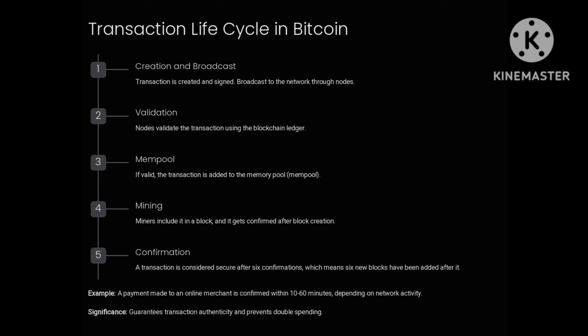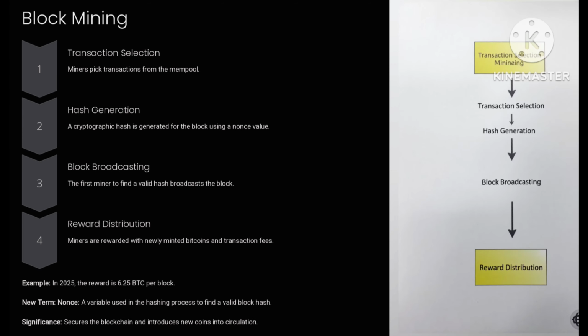5. The transaction is considered fully secure after 6 confirmations, meaning it has been included in a block and 5 more blocks have been mined afterward. Let me clarify mempool. It's like a waiting room where unconfirmed transactions are stored before being added to a block. For example, if you are buying something online using Bitcoin, your transaction will first go into the mempool before being finalized.